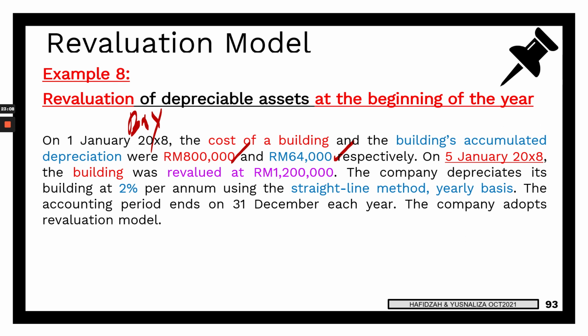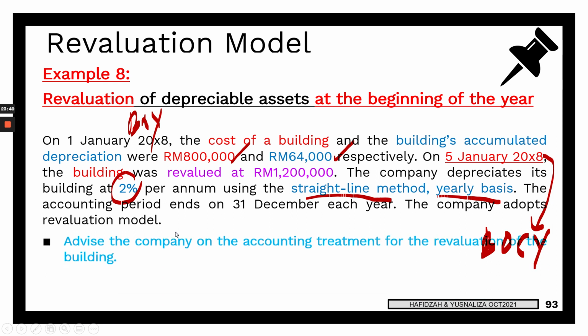And on 5th of January, the building was revalued. 5th of January is at the beginning of current year, BOCY. Was revalued at 1.2 million. So this is the fair value on that date. The company depreciates building at 2% per annum using straight line method. So here there is need for us to go and calculate depreciation and do some adjustment for depreciation before we can straight away record the surplus.